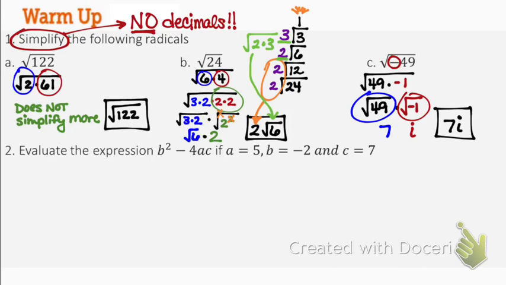All right, last one, number 2. Evaluate the expression b squared minus 4ac, and then they gave us several different values to substitute in. What are we putting in the place of b? Negative 2. So I'm going to take negative 2 and square it. Minus 4 times, what are we putting in for a? Put 5 in for a. And what are we putting in the place of c? 7.